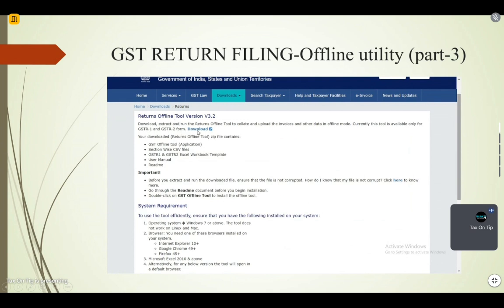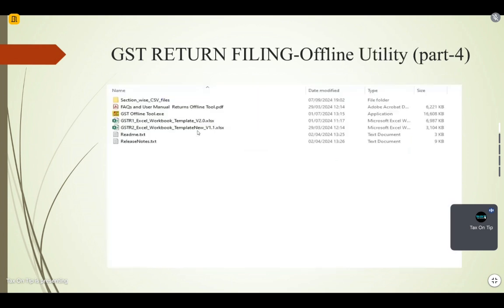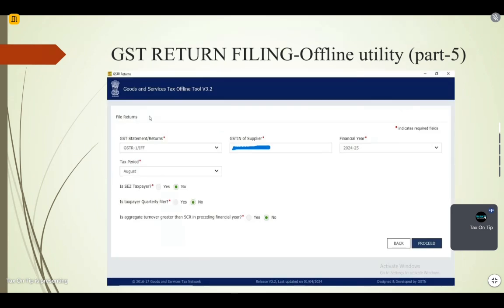Once you click on that, you will be able to download a setup file from the portal, and once you extract that file, this will appear on your screen. You will be able to see that there is one tool called GST offline tool.exe. You need to just install this tool on your PC. Once you install that and open that tool, this screen will appear.